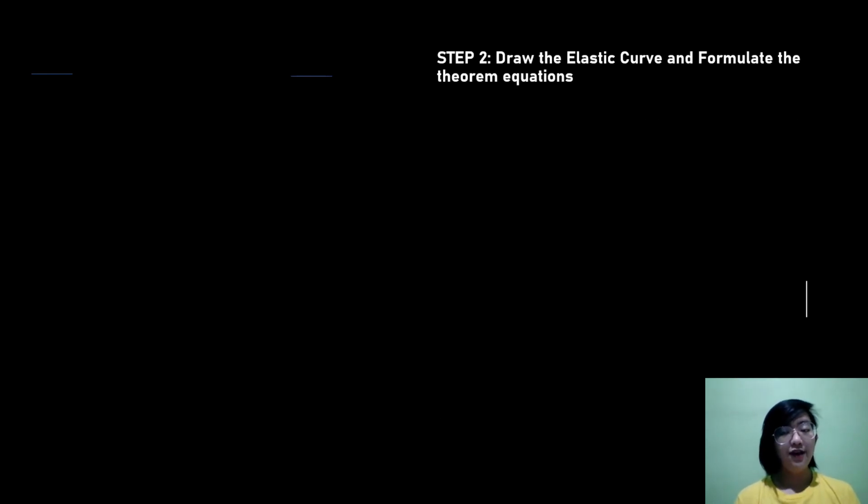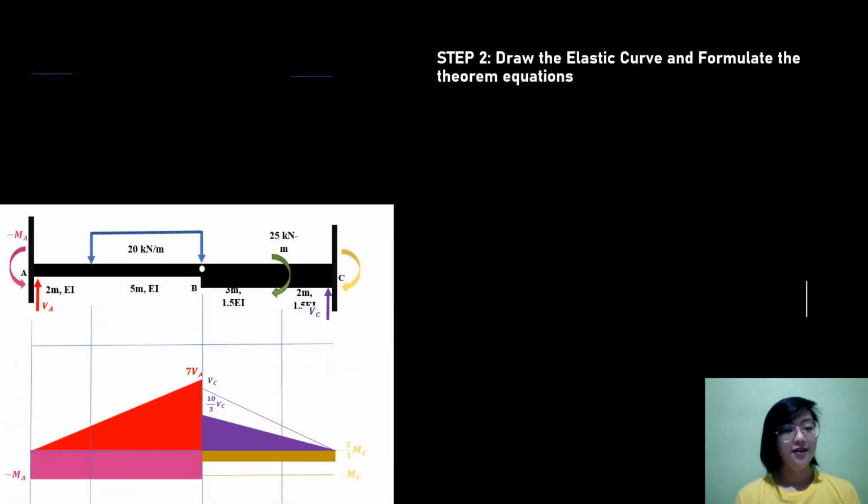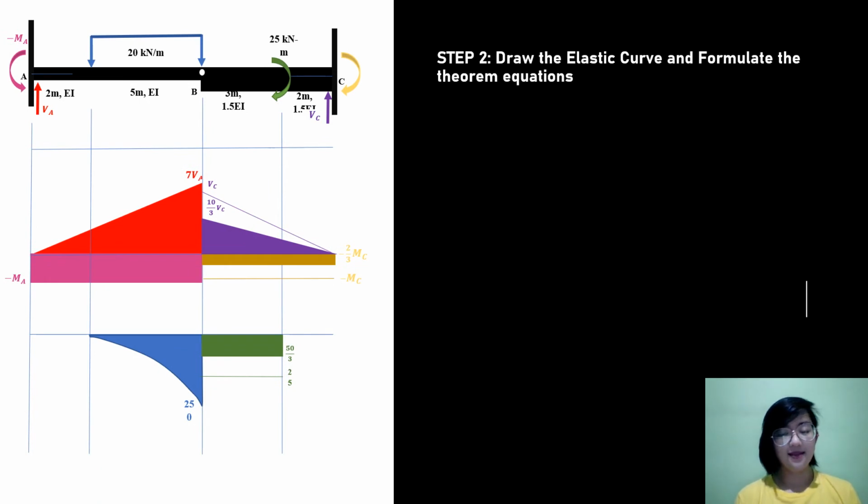So, sa step 2, draw the elastic curve and formulate the theorem equations. So, ito yung problem natin and let's imagine the elastic curve in this problem. Fixed support siya, fixed support yun din yung point C. So, ang magiging possible elastic curve nito is, ito, diretso muna kasi fixed support, tapos bababa kasi yung mga load natin, tapos, pabalik dito. Ayan. So, magiging ganyan yung elastic curve natin kasi fixed support in both ends.